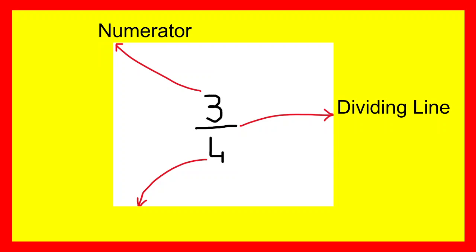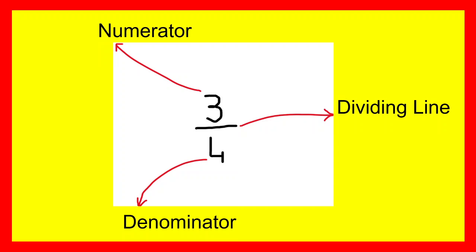The line in between 3 and 4 is called the dividing line, and the bottom number is called the denominator. So D for down, D for denominator, you can keep in mind. The bottom one is called the denominator and the top one is the numerator.